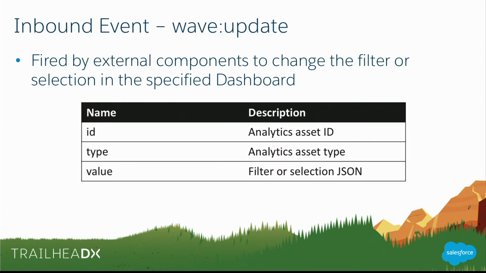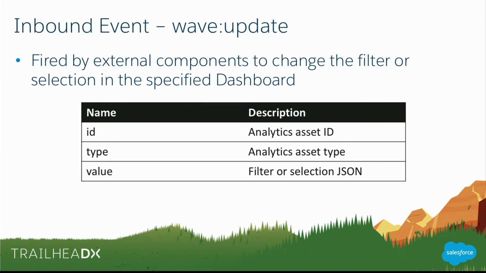The first is the Wave Update event. We call it an inbound event. When I say an inbound event, it's with respect to the dashboard component. It's fired by the external Lightning component to the dashboard component. And it can be for setting up a filter or interacting with the dashboard with a selection.